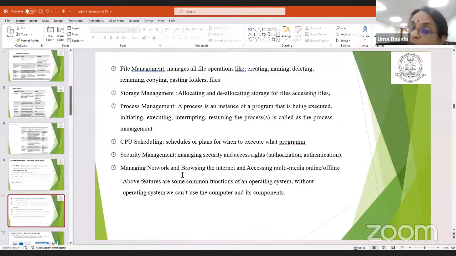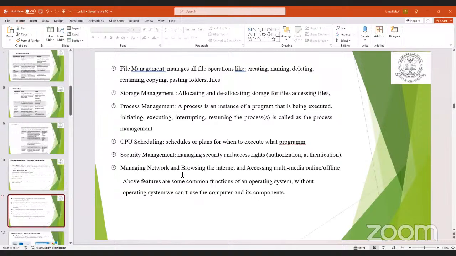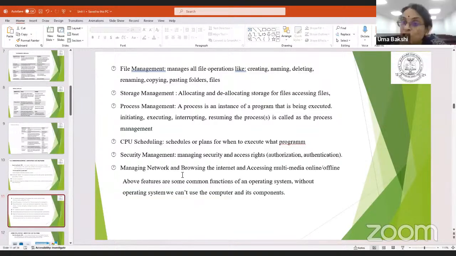Storage management, where do you store your files? Where do you put your files? In what folder do you put? How do you access them? All those things are called the storage management. Then process management, how a particular thing, how am I processing it? Then executing, initiating, executing, interpreting, all these things come under the process management.